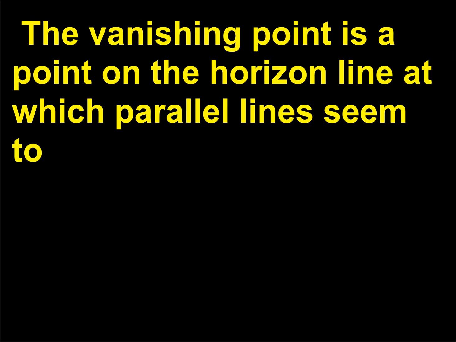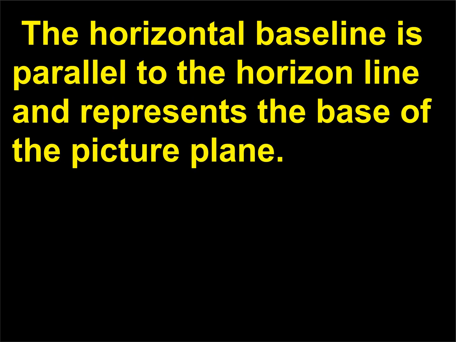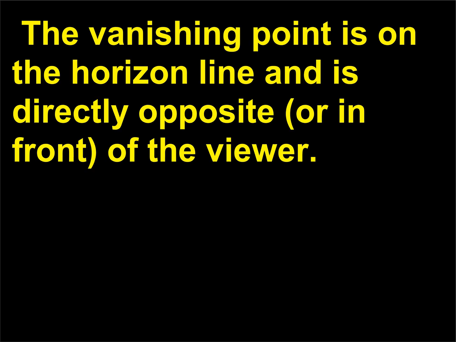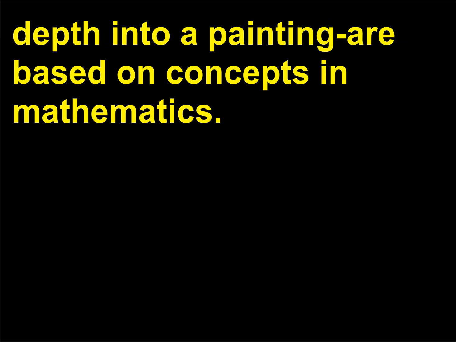The vanishing point is a point on the horizon line at which parallel lines seem to meet. The classic example is how train tracks seem to come together in the distance. The horizontal baseline is parallel to the horizon line and represents the base of the picture plane. The vanishing point is on the horizon line and is directly opposite, or in front, of the viewer. All of these points, lines, and angles and other ways of bringing depth into a painting are based on concepts in mathematics.